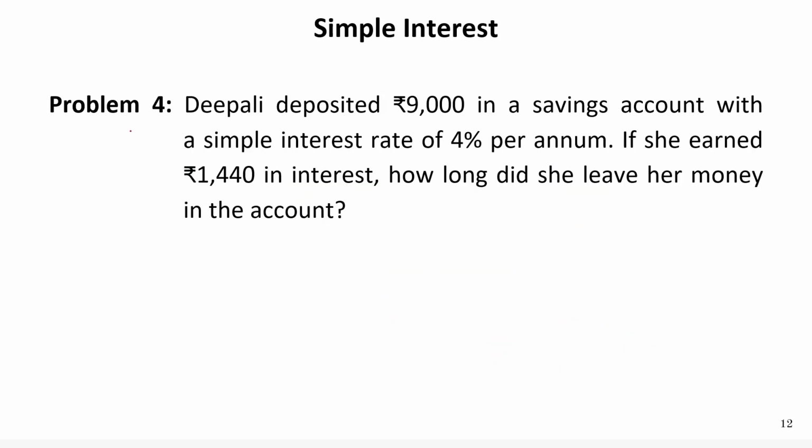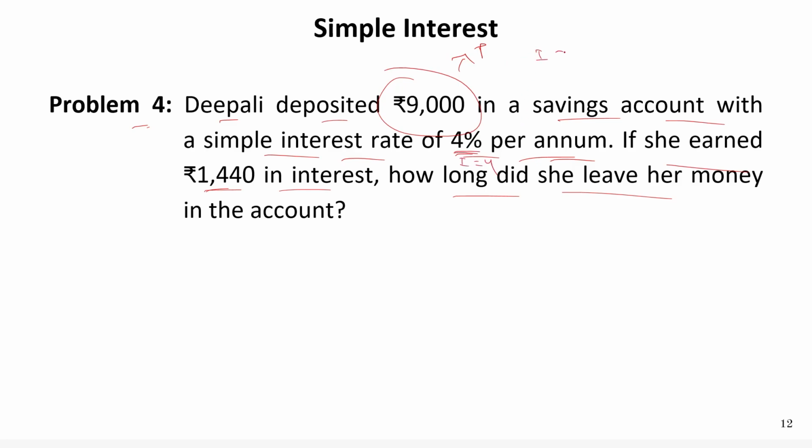So let's see problem number 4. Dipali deposited 9,000 rupees in a savings account with a simple interest rate of 4% per annum. If she earned 1440 in interest, how long did she leave her money in the account? So the deposited amount is the principal amount. The simple interest rate is 4%, so R is equal to 4.